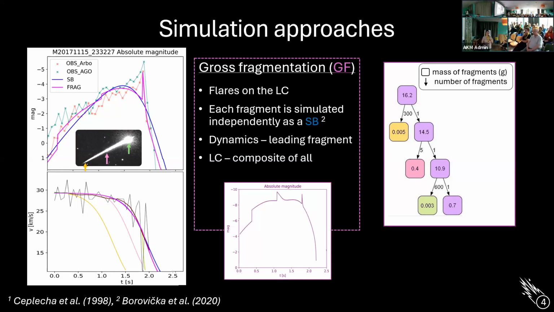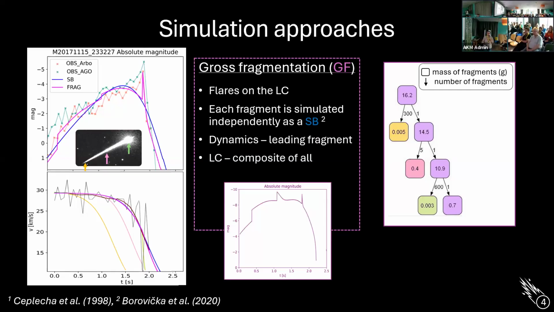We look at the light curve from the stations, compare them, find some flares that are on both of them. So that should really be a real phenomenon happening. So that's where the fragmentation points are. And we can then build this kind of fragmentation history. We have the leading fragment, so the most massive one. That one is used for the dynamics fit.